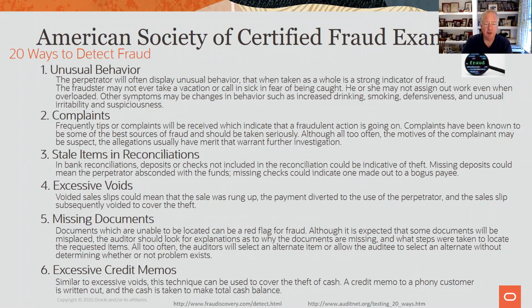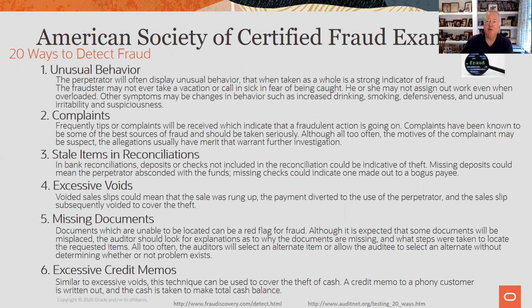They go on with these frauddiscovery.com and AuditNet links here that you can follow that say, well, this is how we do it today. There are 20 ways to detect fraud, and it's very easy. You have this unusual behavior. The perpetrator will often display unusual behavior that, taken as a whole, is a strong indicator of fraud. They may not ever take a vacation or call in sick. They may not assign out work even when overloaded.